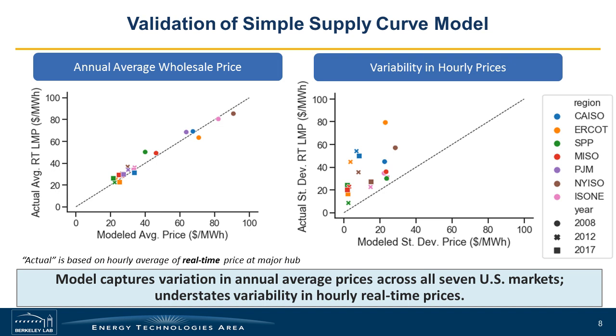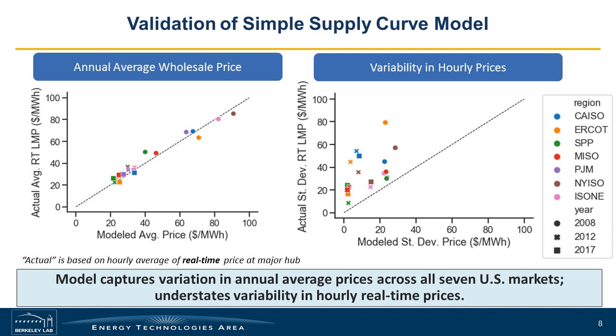We constructed a similar supply curve model for each of the 7 organized wholesale markets in the US. We characterized the supply curves and the net demand levels for 3 historical years. We used 2008, 2012, and 2017. To validate the model, we compared the modeled annual average wholesale price to the actual annual average wholesale price at major trading hubs in each of the markets. The chart on the left shows the very good agreement that we get between the supply curve model and the actual real-time price at the trading hubs. Again, this is based on the annual average of that real-time price.